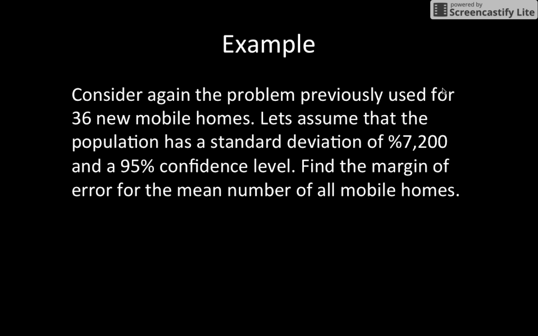So, for example, consider again the problem previously used for 36 new mobile homes. Let's assume that the population has a standard deviation of, sorry, that's supposed to be a dollar sign, $7,200 and a 95% confidence level. Find the margin of error for the mean price of all mobile homes.